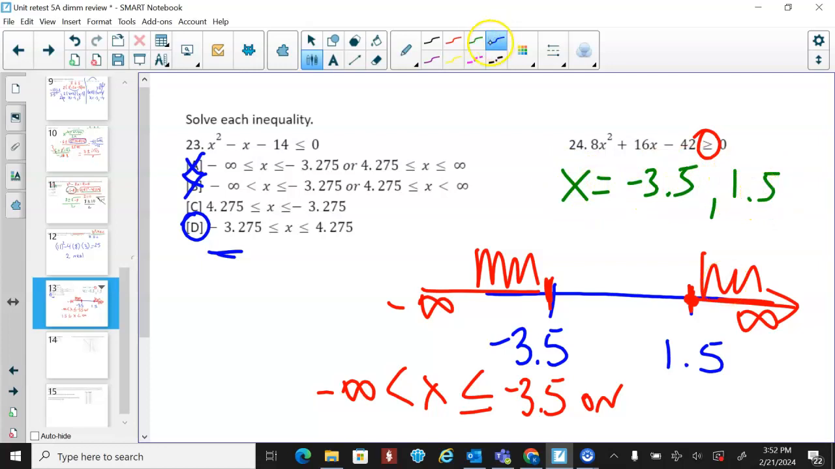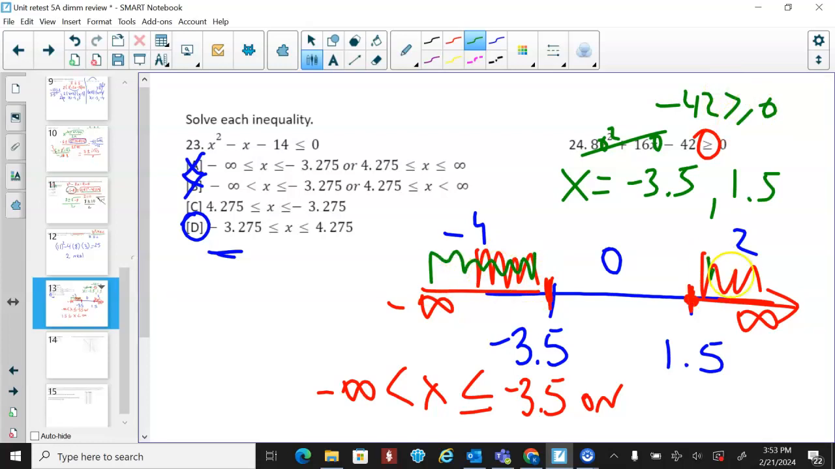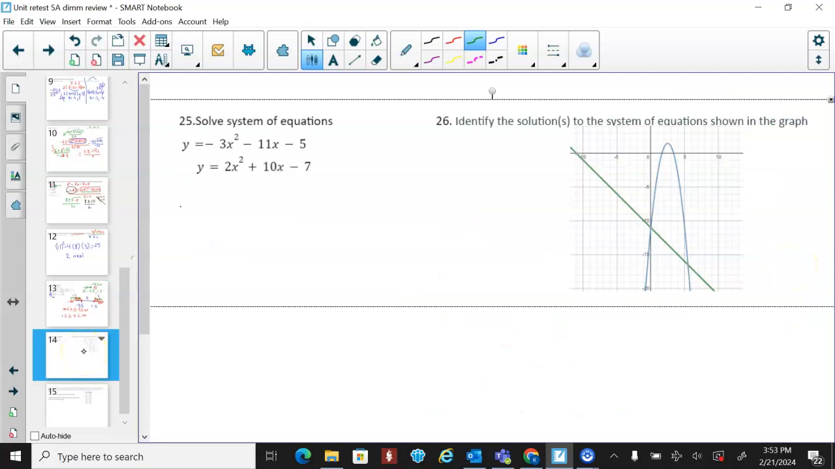Put it on a number line, and then you will pick numbers. I would pick 0, I will put negative 4, and I will pick 2. And you would plug it right back in. I will take 0, and I will plug it in here. 0 squared, okay, times 0. This would be just 0. And I will have negative 42 is greater than or equal to 0. That is not true. So that's why we're shading here, because the middle is not true, which means the sides have to be true. All right, this question right here, we would again put it into decimals for solving the equation.